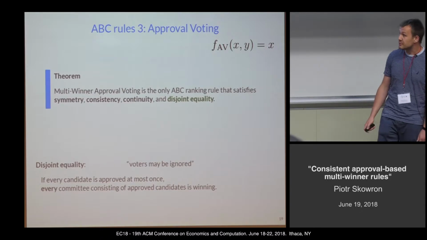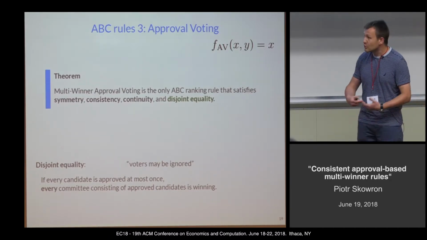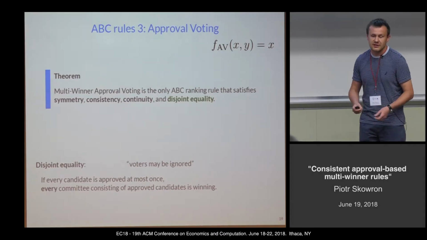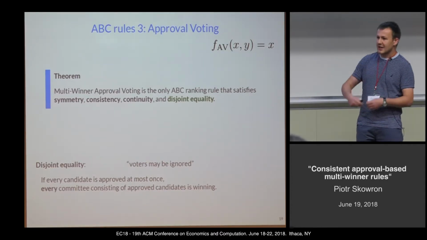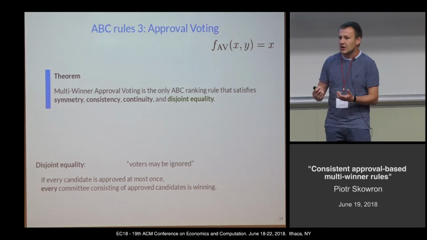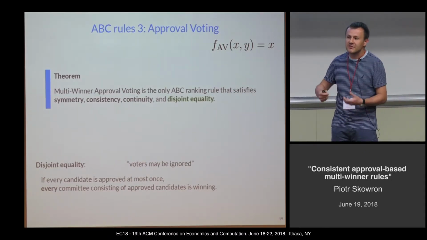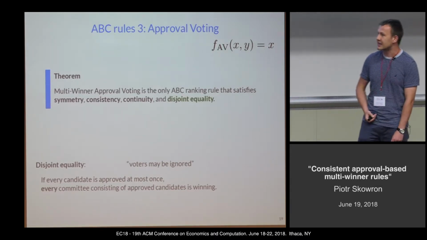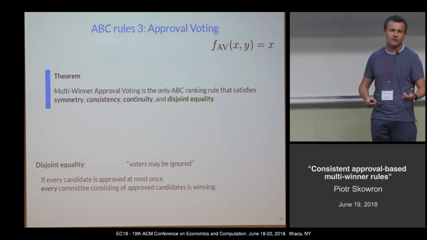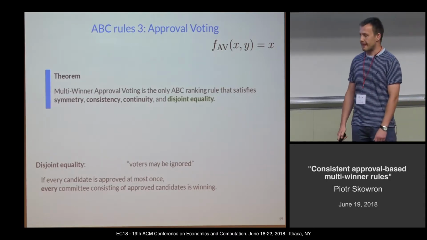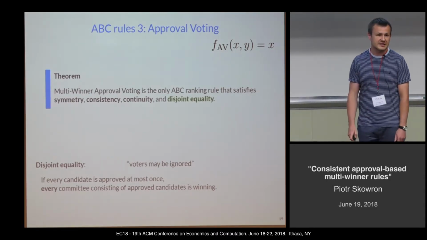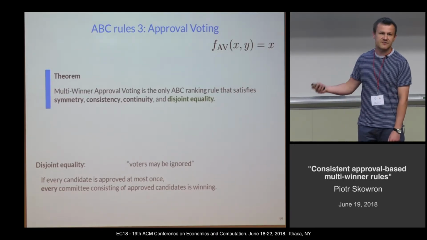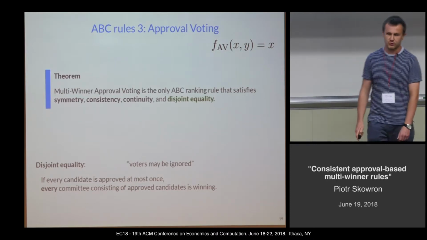Additionally, if we replace disjoint diversity by disjoint equality, which says that if each candidate is approved by at most one voter, that is, each candidate has the same support or no support in the society, then each committee that consists of approved candidates should be winning. Then this axiom guarantees that the only rule satisfying all those axioms will be multi-winner approval voting.